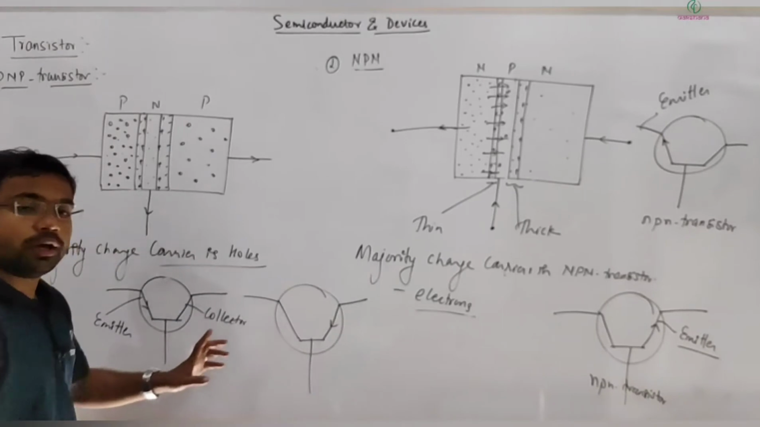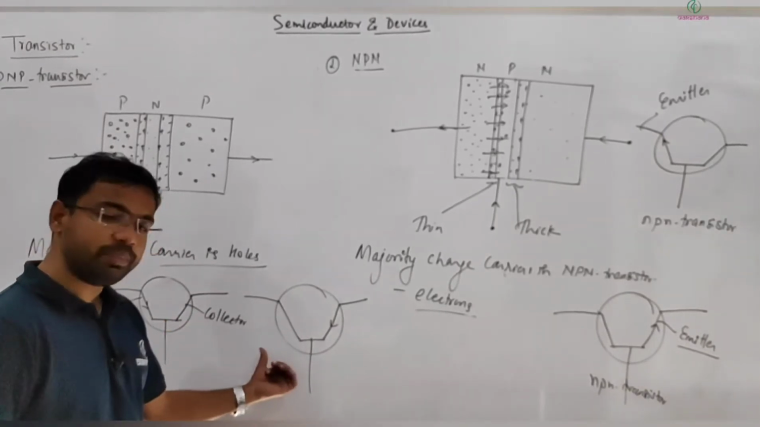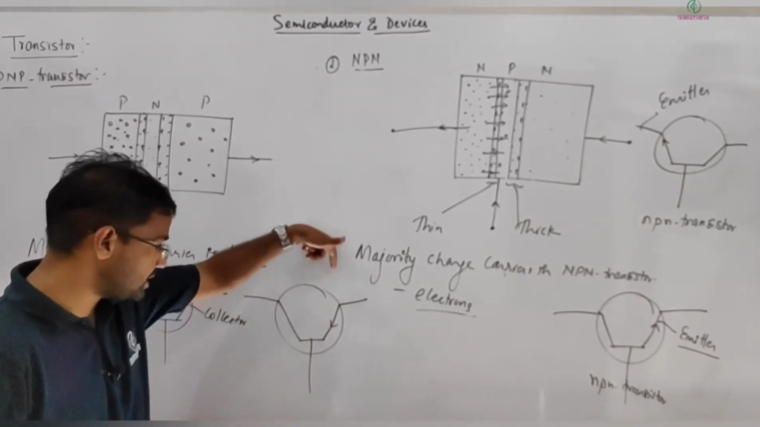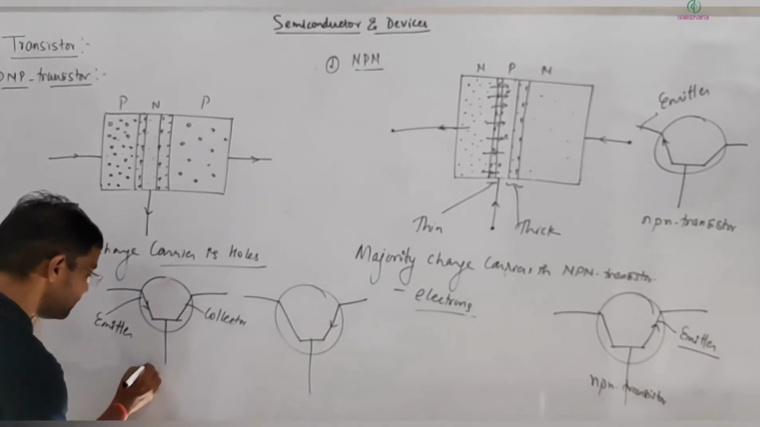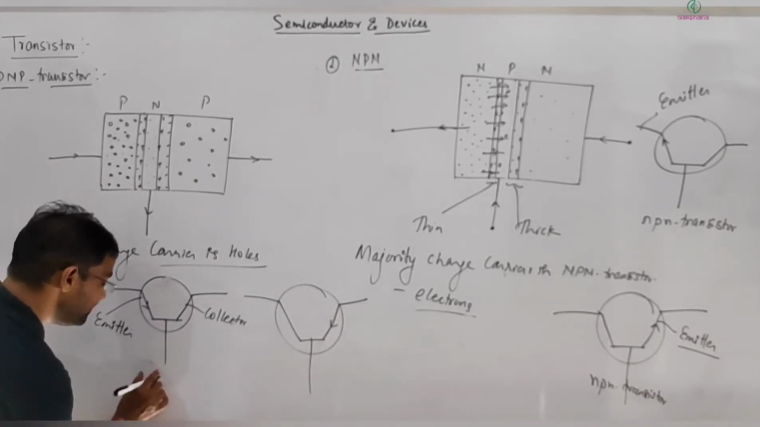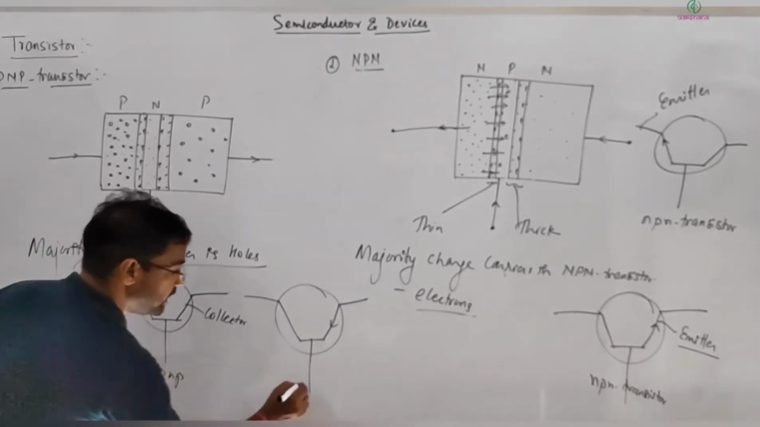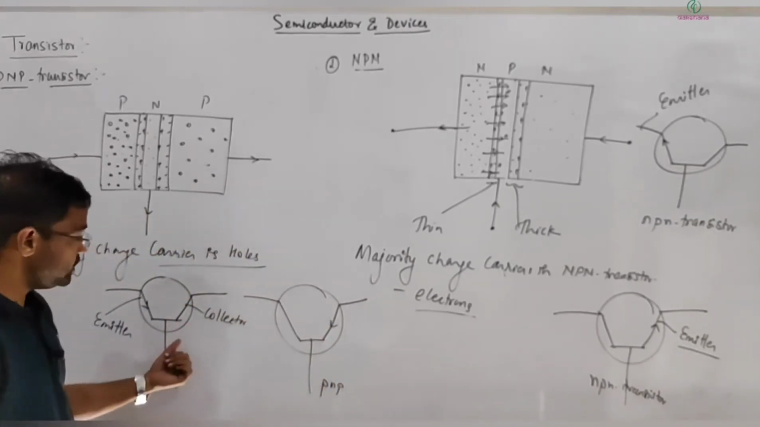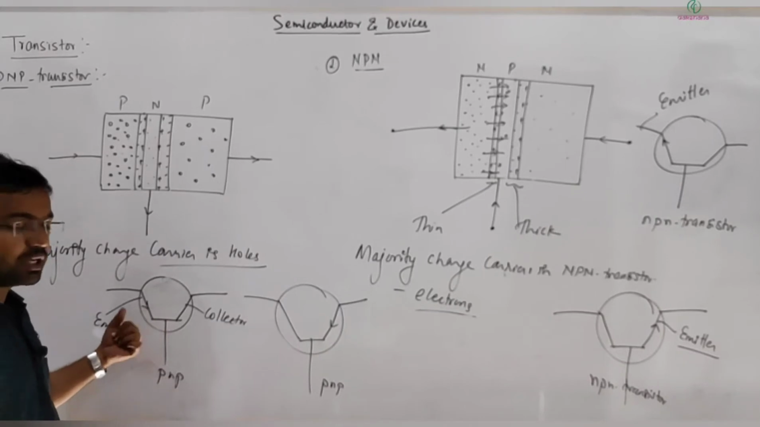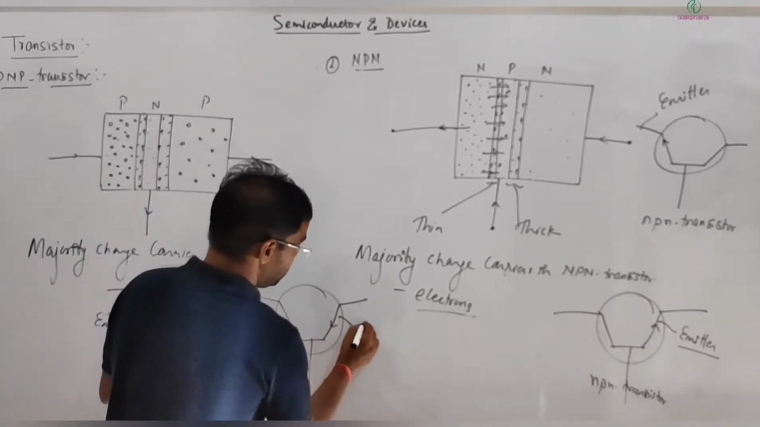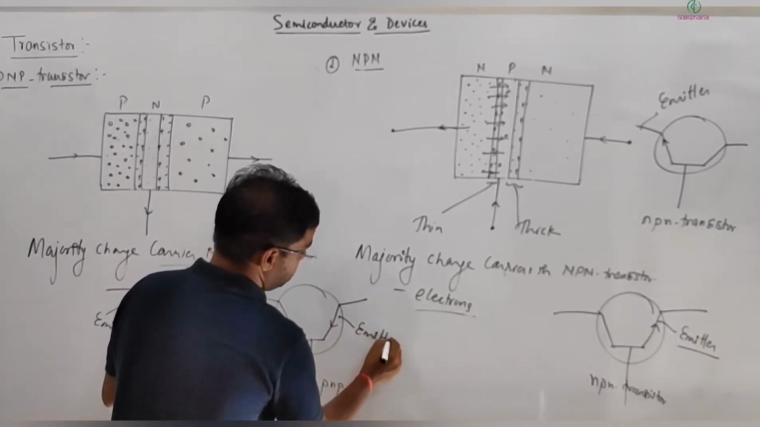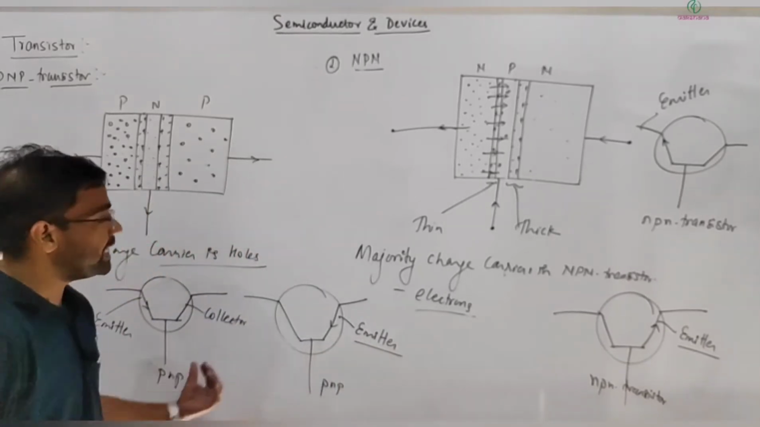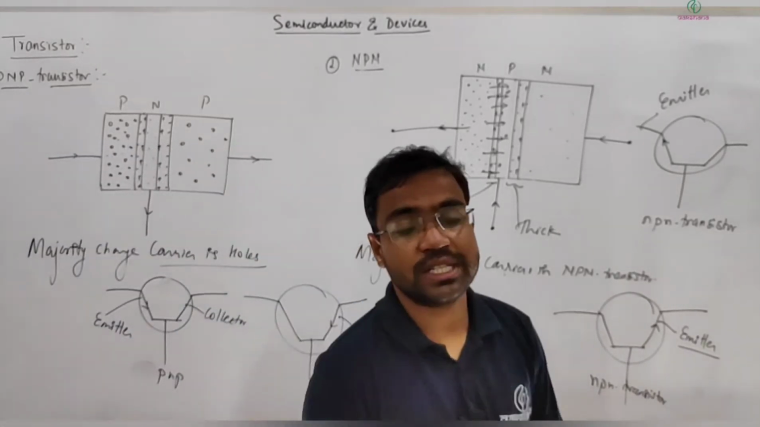So again P and P, and this is also P and P, so always current will be towards the base. Remember that current will always be towards the base. The only difference between these two is that here the left side is the emitter, and here the right side is the emitter. So that is your NPN and PNP transistor.